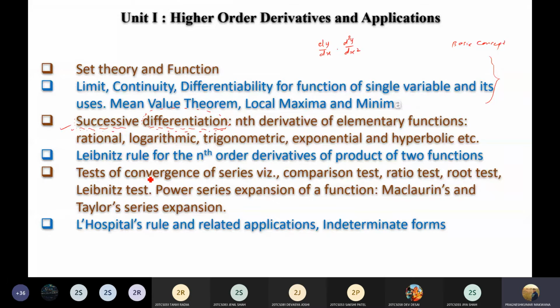That is very simple. Successive differentiation means sequentially you can apply the differentiation. So that is the first differentiation, this one is second. Now we want to find out the third differentiation, up to the nth derivative. That is called the nth differentiation. So this type of differentiation is known as successive differentiation, or you can directly say the nth derivative.